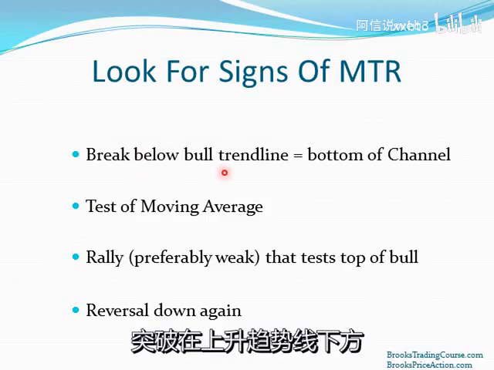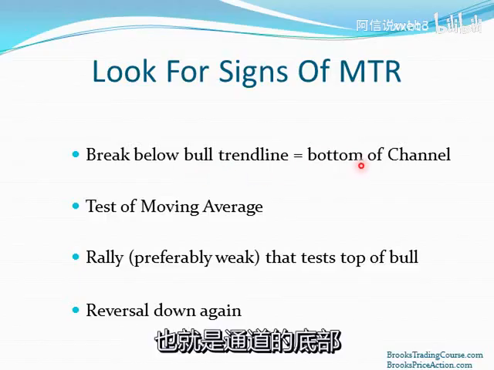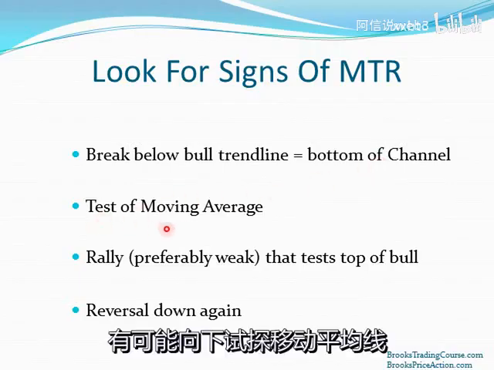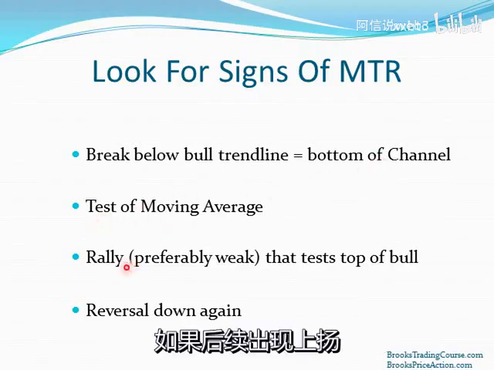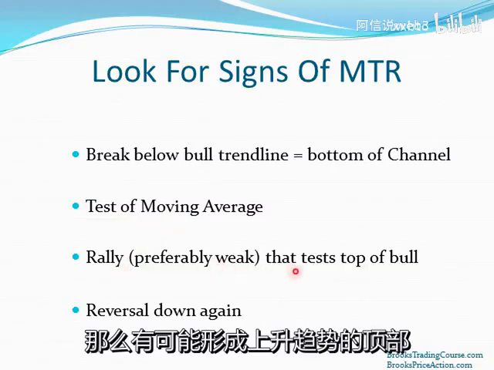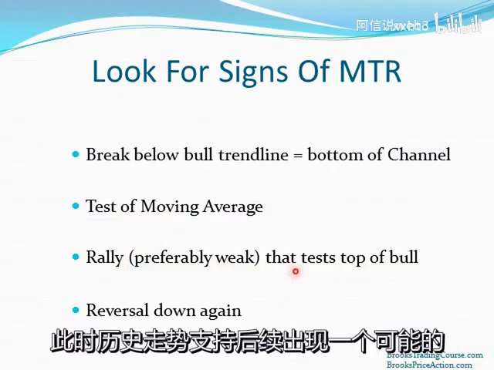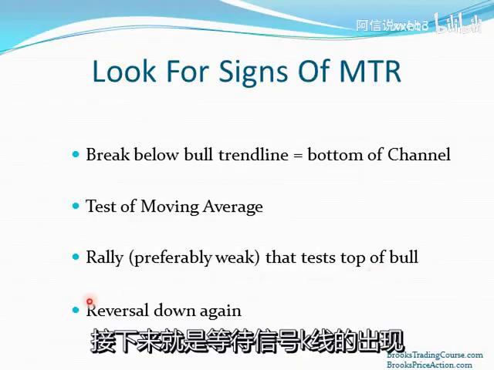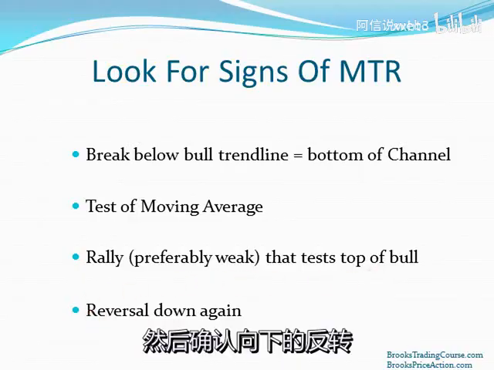The trend down, the breakout, the reversal down, if it breaks below the bull trend line, which is the bottom of the channel, it may go down and test the moving average. If there's then a rally, preferably a weak rally, that could set up a test of the top of the bull trend. At that point, you have the context for a possible major trend reversal top. Next, you need the signal bar. You need the reversal down.